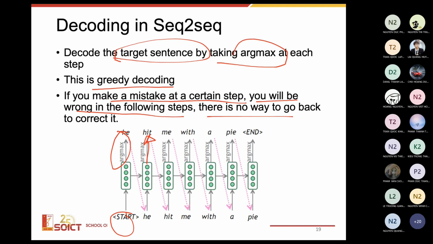So for example, if we are wrong at the third token here, maybe it should not be "me" but "you", right? Then we use the wrong token as the input for the generation of the next token. Then the generated token for this step would be different, and we put that different word as the input for the next step. Then of course, the error will be propagated to the further steps, right? And in this case, we have no way to go back and correct it, right? Is it clear for you about this greedy decoding problem?